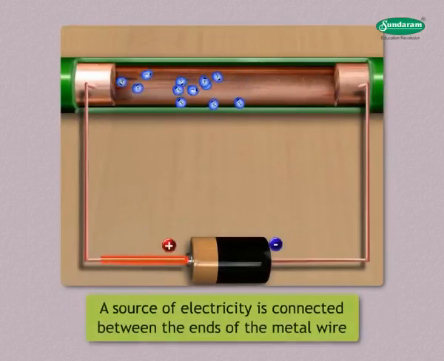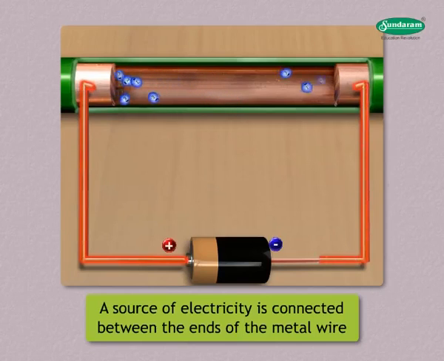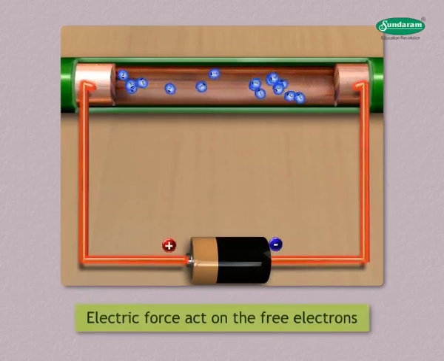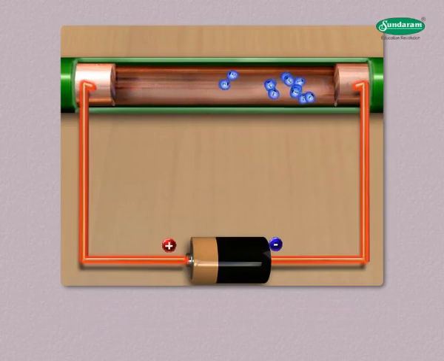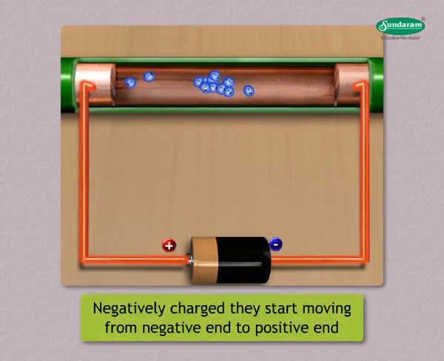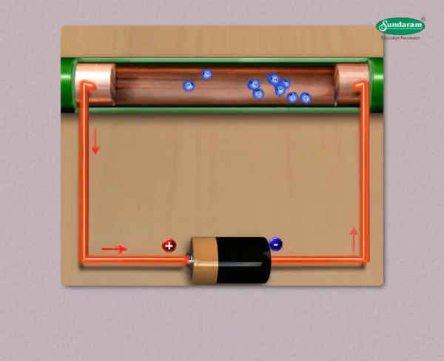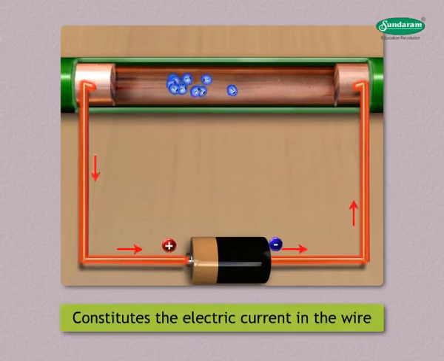When a source of electricity, like a cell or a battery, is connected between the ends of the metal wire, then an electric force acts on the free electrons present in the wire. Since electrons are negatively charged, they start moving from a negative end to positive end of the cell or battery through a wire. This flow of electrons constitutes the electric current in the wire.